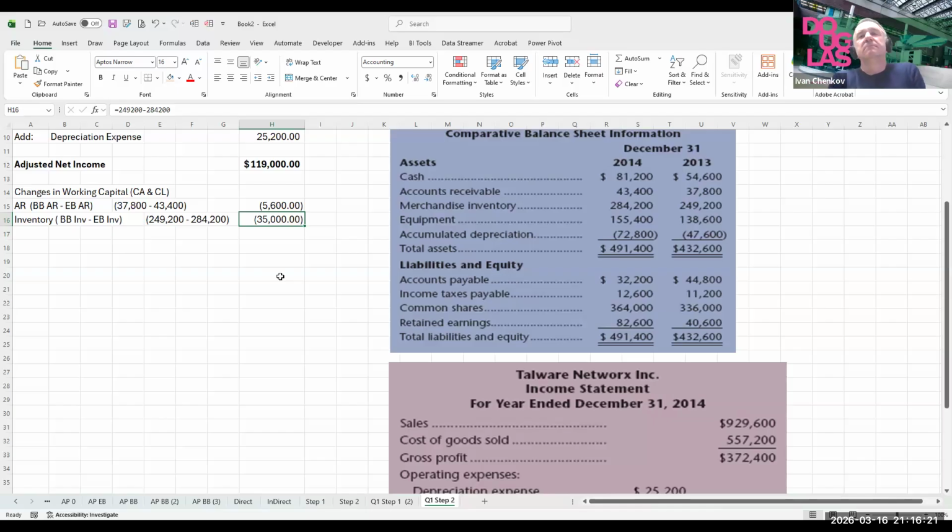Any more current assets? Do you see any more current assets? No, I don't see either. Let's move to the next section, liability and equity. Do we see current liability?